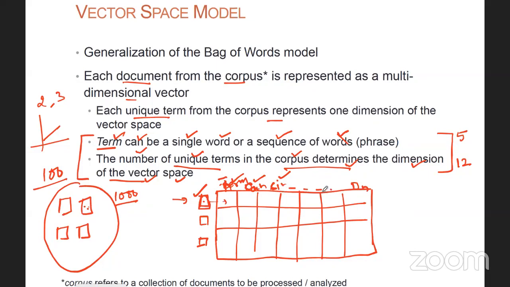And what are these dimensions? The unique terms from the corpus we will take and mention as dimensions. Okay, and we'll see how to fill these values. So we have to fill these values, right? We'll discuss that. But this is the wireframe. You can think of it as a framework for converting unstructured data to structured data.